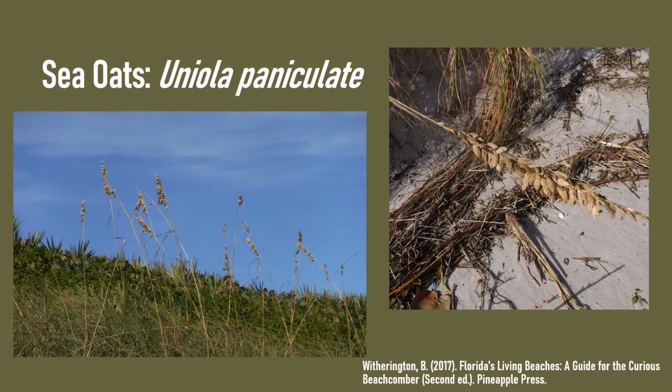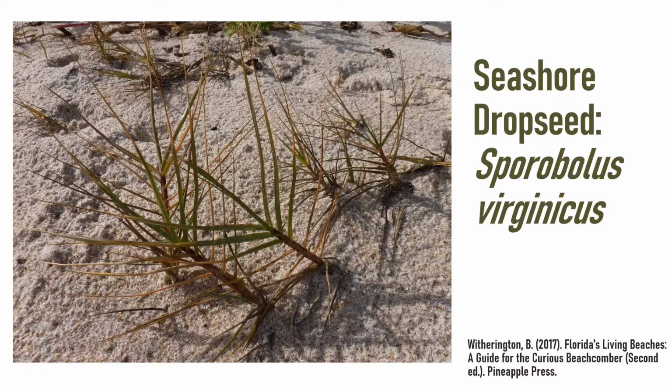Here I have one of the most iconic dune plants, which is sea oats, or Uniola paniculata. Sea oats are a particularly hardy species. They're very drought resistant, and they're immune to many types of fungi. They are crucial in protecting dunes from coastal erosion, and it is actually illegal to pick or destroy sea oats.